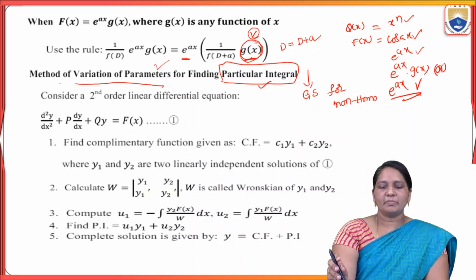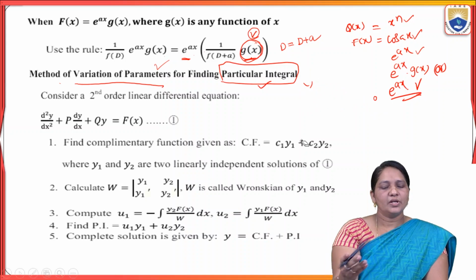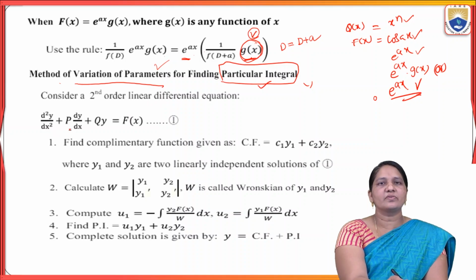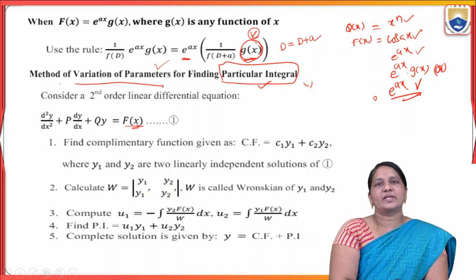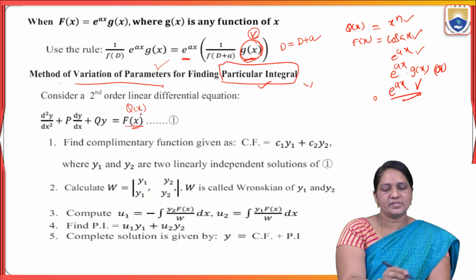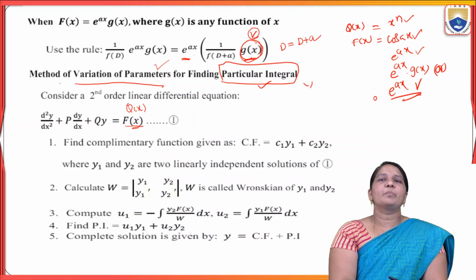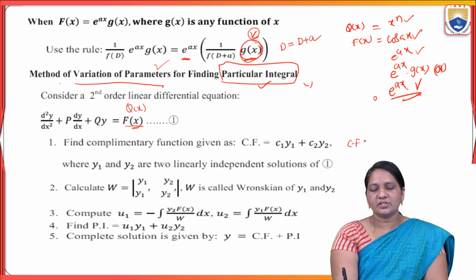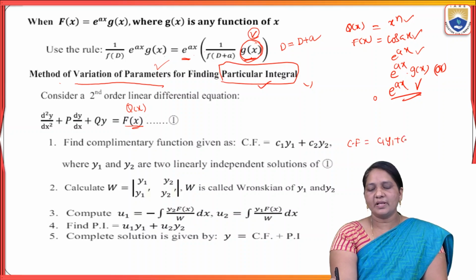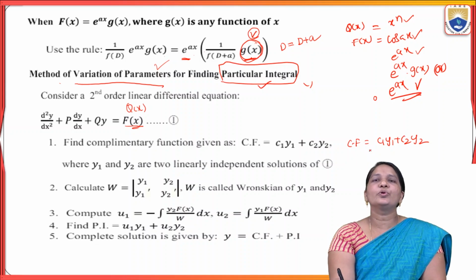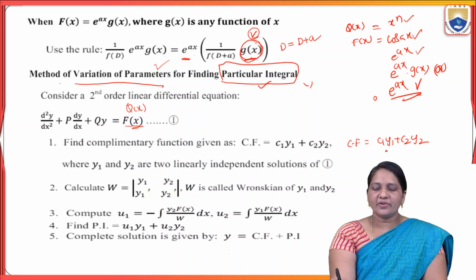So here you can observe the method procedure. Consider the second order linear differential equation, that is d square y by dx square plus p into dy by dx plus q into y equal to f of x. Otherwise you can replace it with q of x also. The important thing is the first complementary function: complementary function equal to c1 y1 plus c2 y2. By using the complementary function we are going to assume the particular integral. Here y1 and y2 are the two independent solutions.